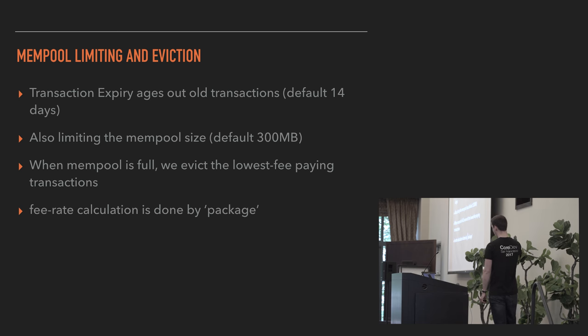So if we have a transaction that has a very low fee and a child which has a very high fee, then a miner might include both, right? They need to include the ancestor, because otherwise the child is not valid. So they look at the fee rate for the entire package, and that's what we do in our mempool as well.